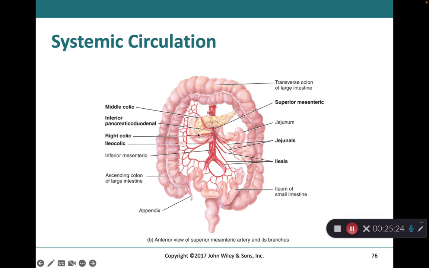Okay. Here we have our colic arteries. So let's just go through this quickly. Our right colic is going to feed the ascending colon. So how the colon works, it goes ascending, transverse, descending, sigmoid, because it makes this like S here, and then the rectum.